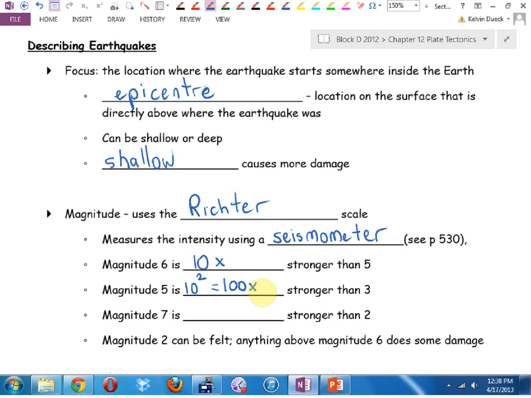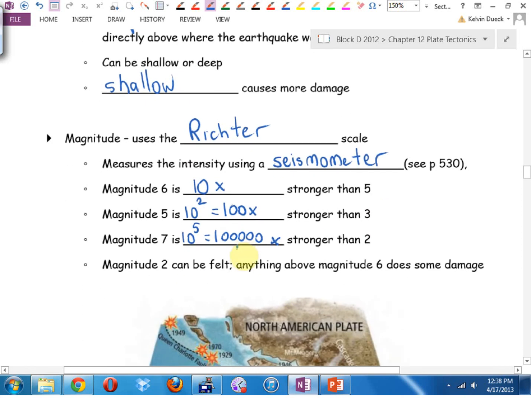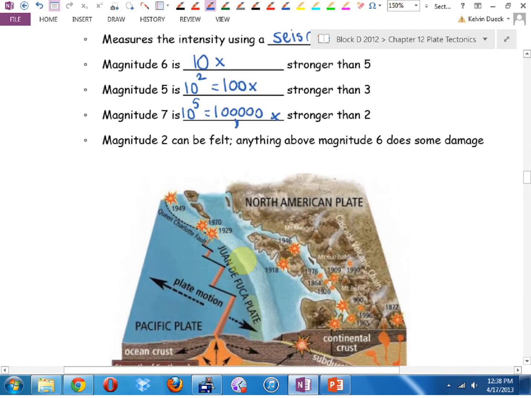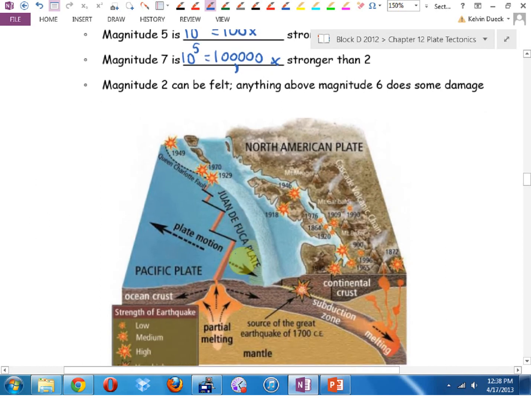You can feel it. A magnitude 7 is not 5 times stronger, because that's what a lot of people think. They'll go 7 take away 2 is 5. It's 10 to the 5th. It's a 1 with 5 zeros. 100,000 times stronger. Roughly, it'll do 100,000 times more damage. So magnitude 2 can be felt. Anything above magnitude 6 does some damage.